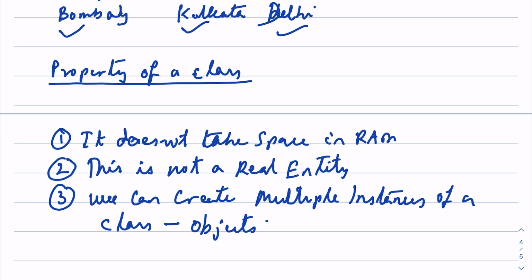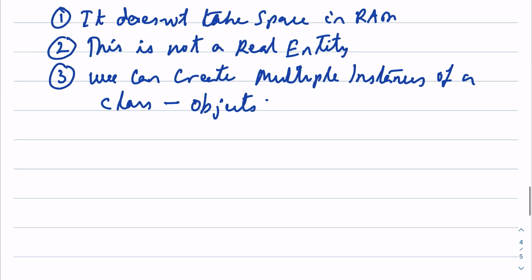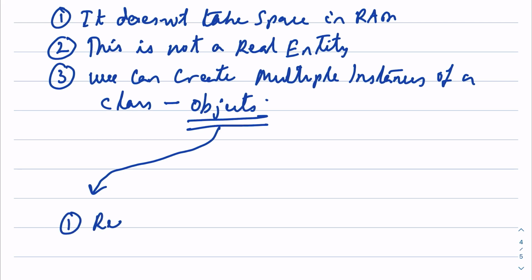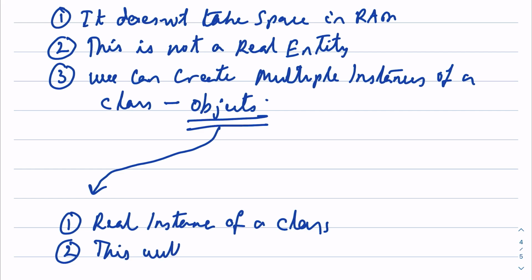So let's move to the next topic, that is objects. What is an object? An object is a real instance of a class, and this will occupy space in RAM. RAM means memory.